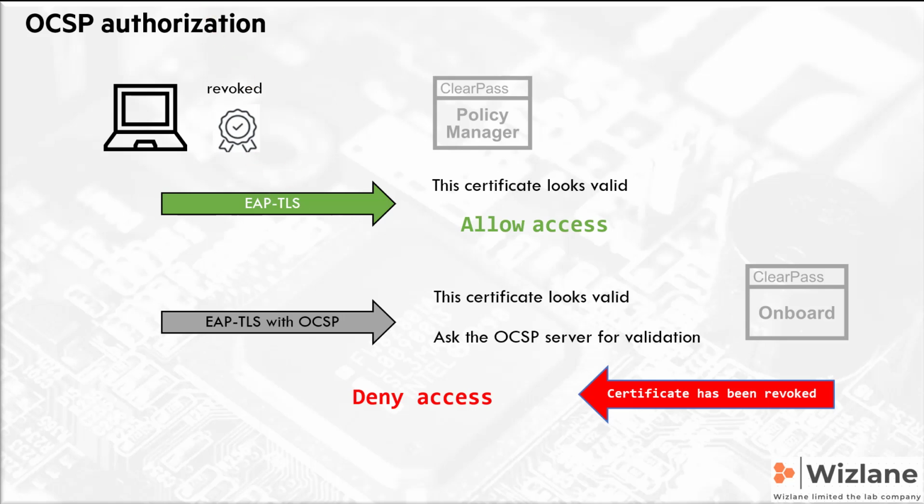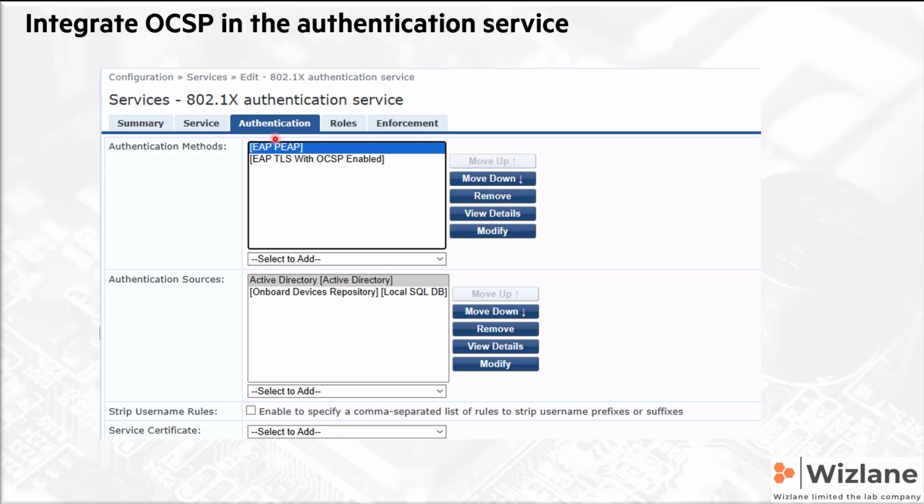So we have a lot of capabilities now. Once we include OCSP, we are able to verify if the certificate has been revoked or not. Now, in your authentication method, you are going to say EAP-PEAP because that's going to be your initial authentication using a username and password, and then you will include EAP-TLS with OCSP.